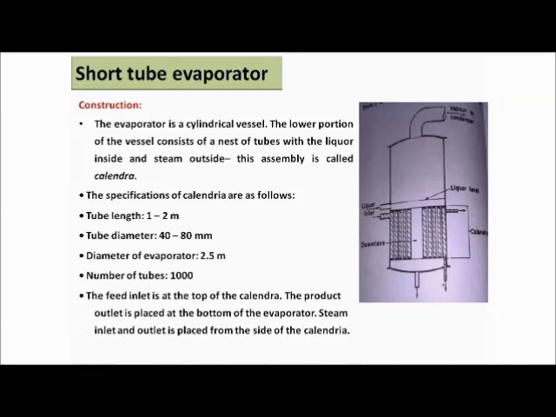Now the feed inlet is at the top of the calandria. Here the feed inlet is there. The product outlet is at the bottom of the evaporator. Here is the product outlet. The steam inlet and outlet are on the base side of the calandria. This is the steam inlet, this is the steam outlet. Clear? This is the construction of the short tube evaporator.